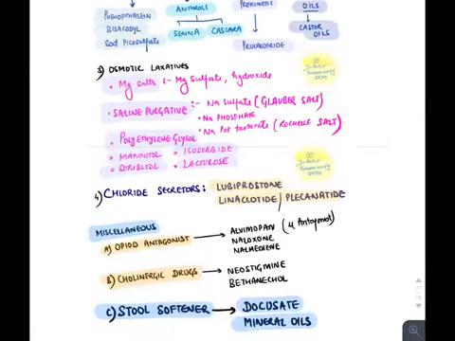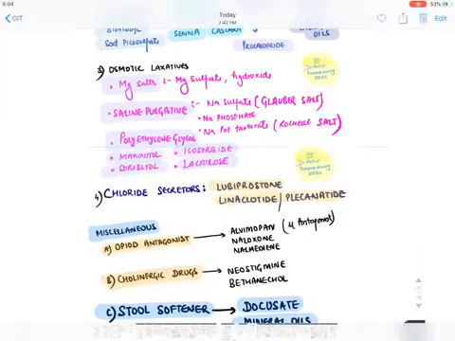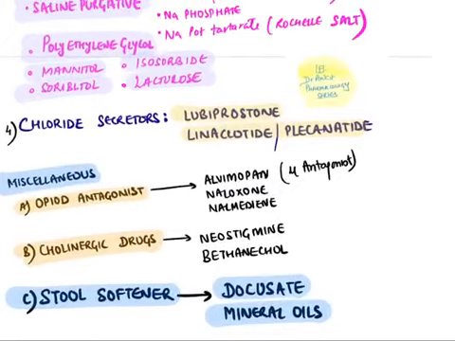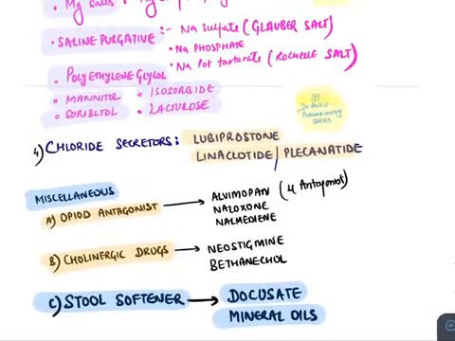Then we have certain chloride secretors given in resistant cases only, lubiprostone, which is a prostaglandin E1 analog. And then we have linaclotide and plecanatide, which stimulate receptors like the guanylate cyclase receptor, which increases the secretion of chloride. Then we have certain miscellaneous drugs like opioid antagonists like alvimopan. Mopan means M for mu, OP for opioid, AN for antagonist.